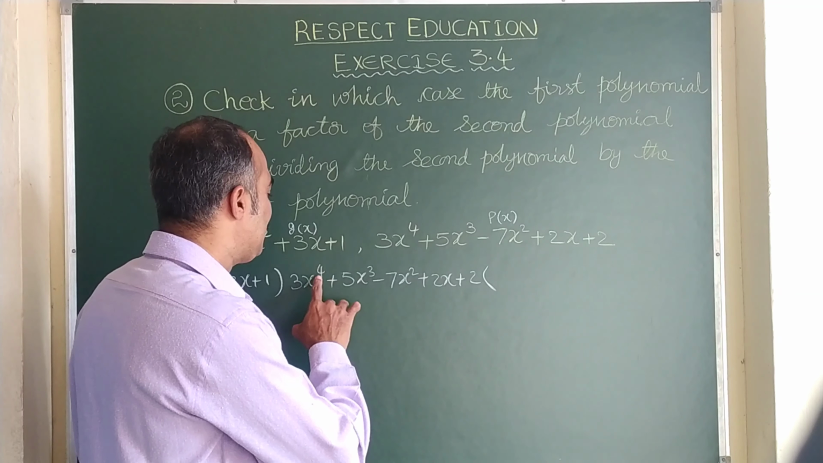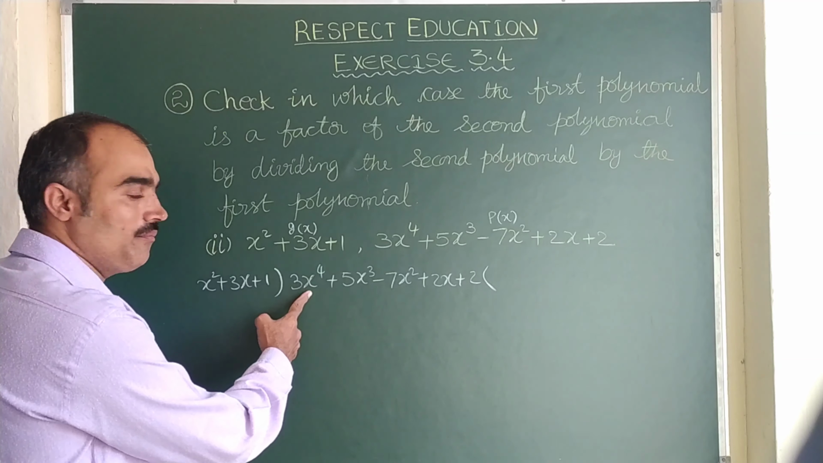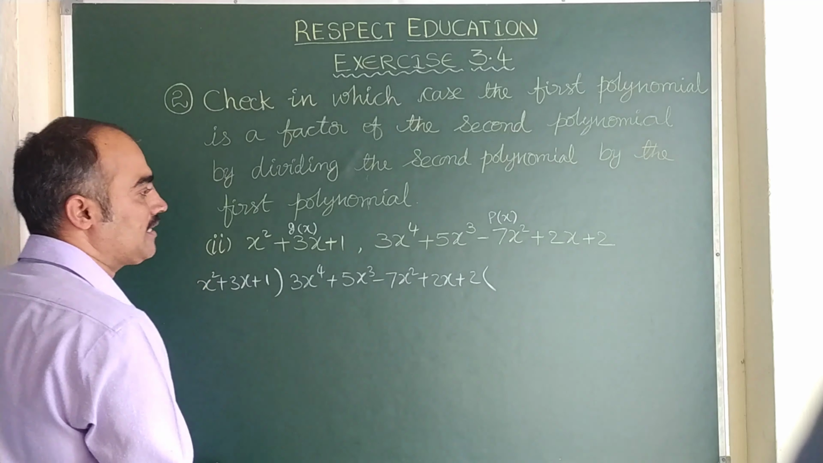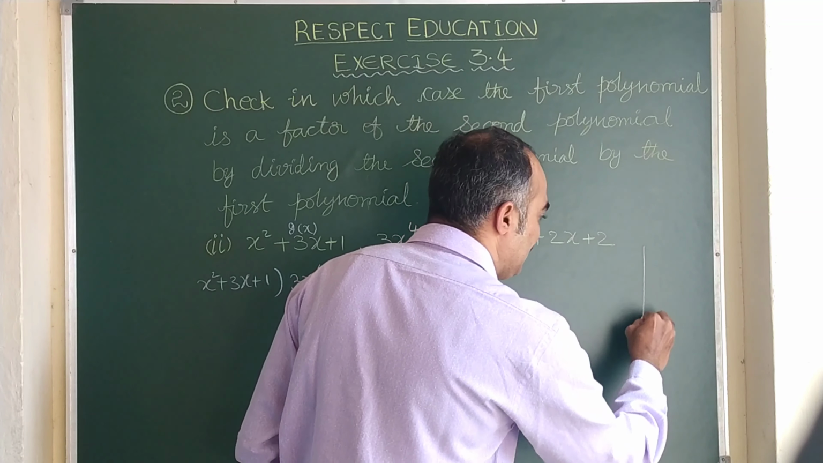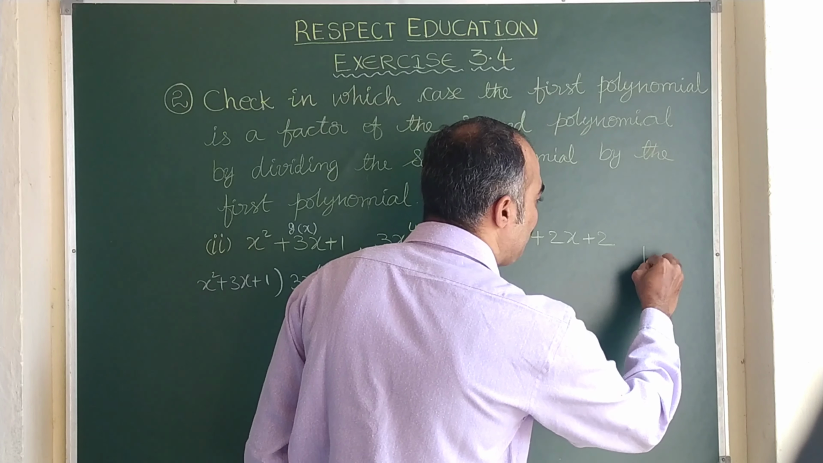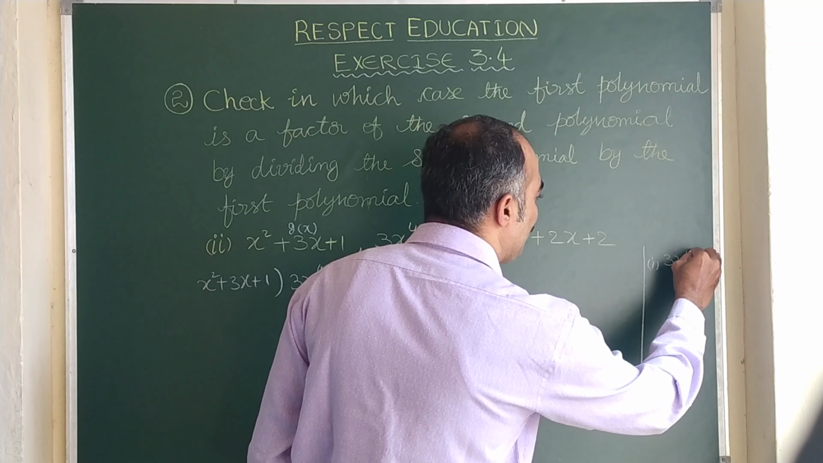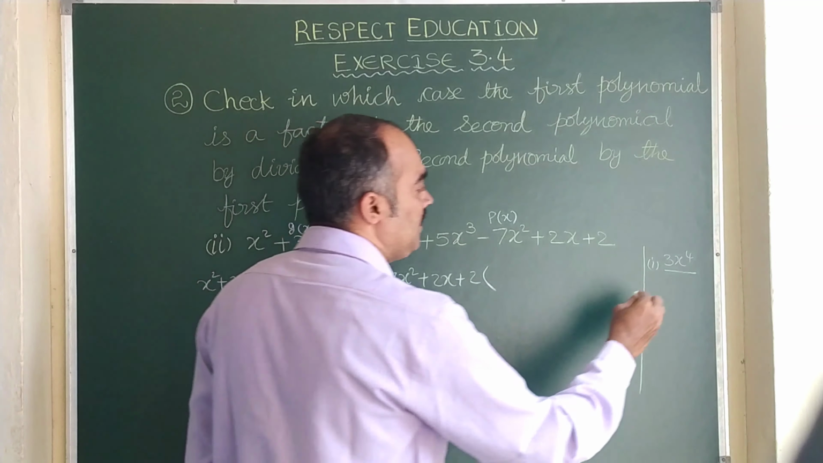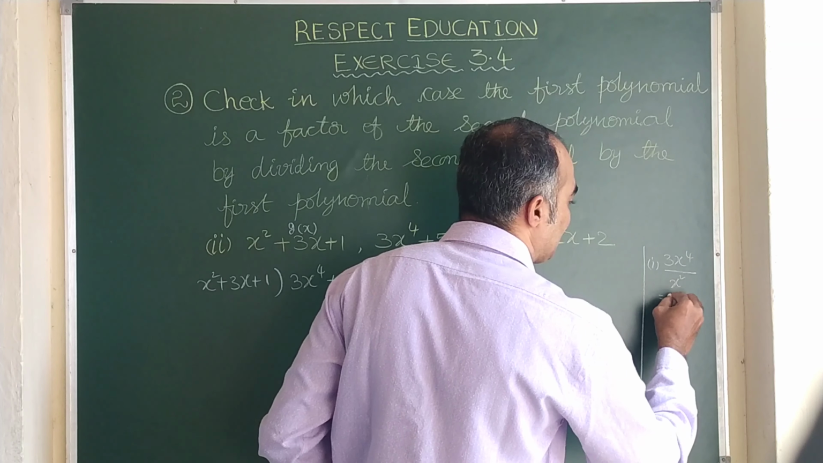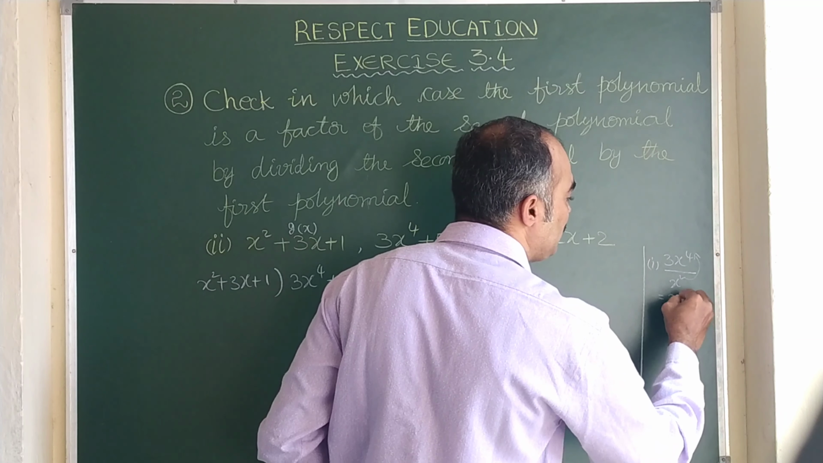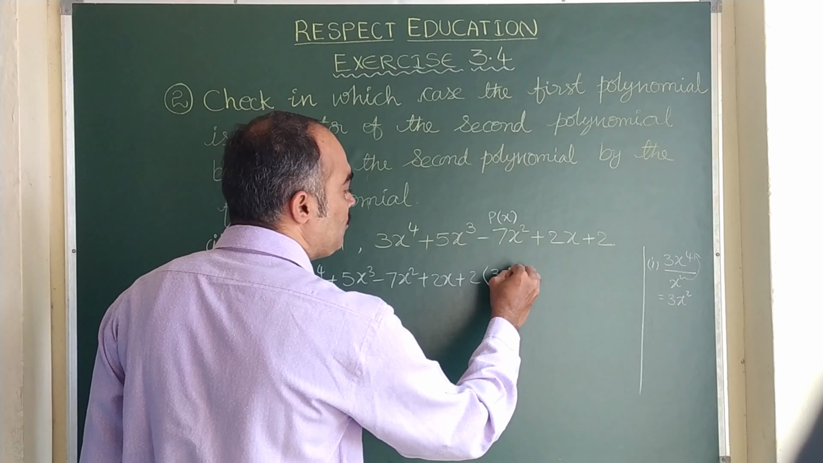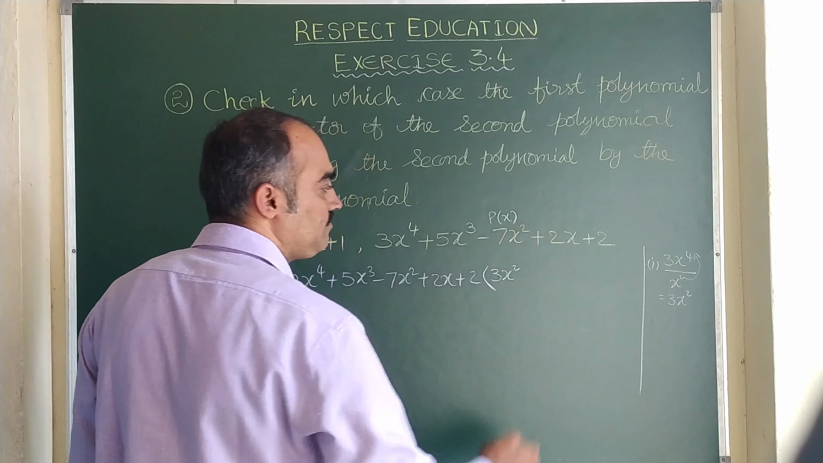Now let us start here. First term by first term. Here the first term is 3x^4 divided by x^2. So here we write first term by first term, 3x^4 by the first term of g(x), x^2. So here let us write 3 as it is. 4 minus 2 is 2, so it is 3x^2. So that is the first term of q(x), the quotient, 3x^2.